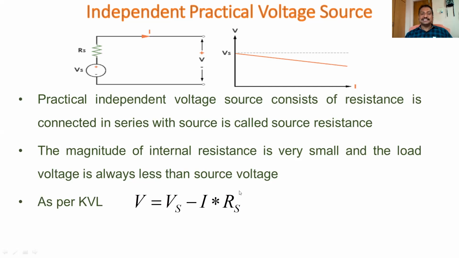So we should consider a low magnitude of internal resistance to maintain the output voltage as near as possible to the source voltage. So that is about this. In summary, any practical voltage source contains an internal resistance, which is connected in series. Because of this internal resistance, the output voltage is always lesser than the input voltage, but if we maintain a small value, then it is less effective.